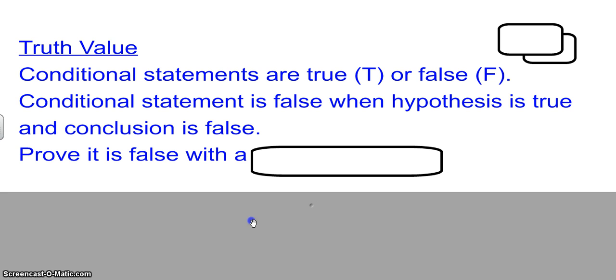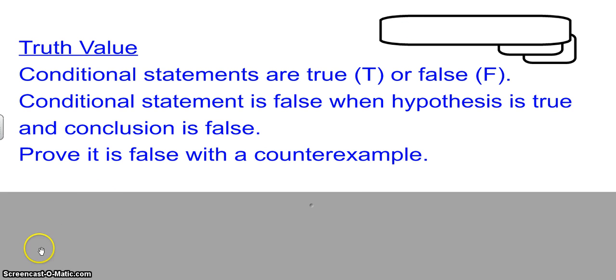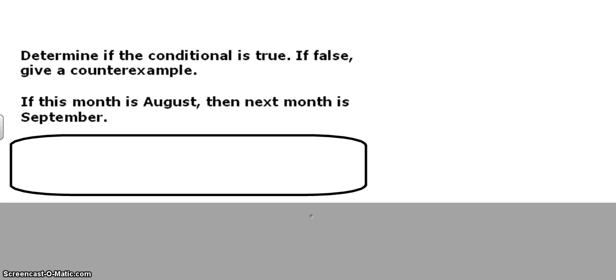So we would prove that a conditional statement is false with what? Remember my Taekwondo example? With a counterexample. Good. So we'll determine if this conditional is true. If it is false, please give a counterexample. If this month is August, then next month is September. Can you think of a counterexample to this conditional?